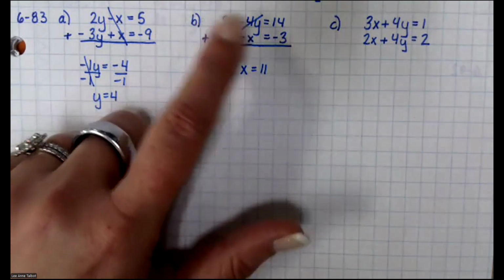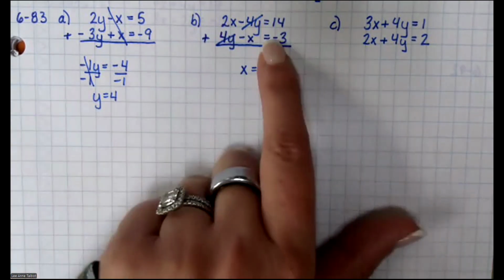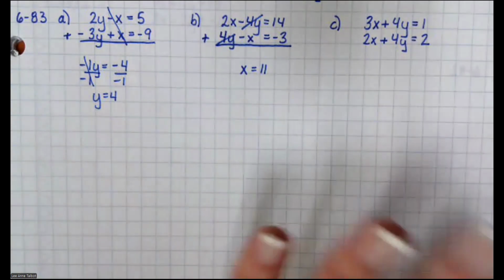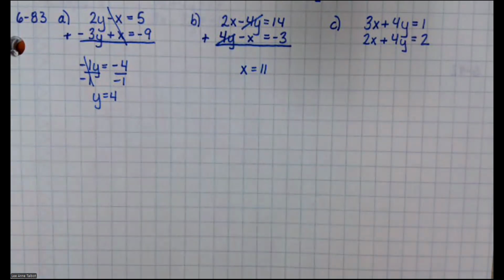Anyway, 2x minus x is x. 14 minus 3 is 11. Okay, now do you all know how to plug that x back in and get the y? Okay. Now, C. What are the haps in C?